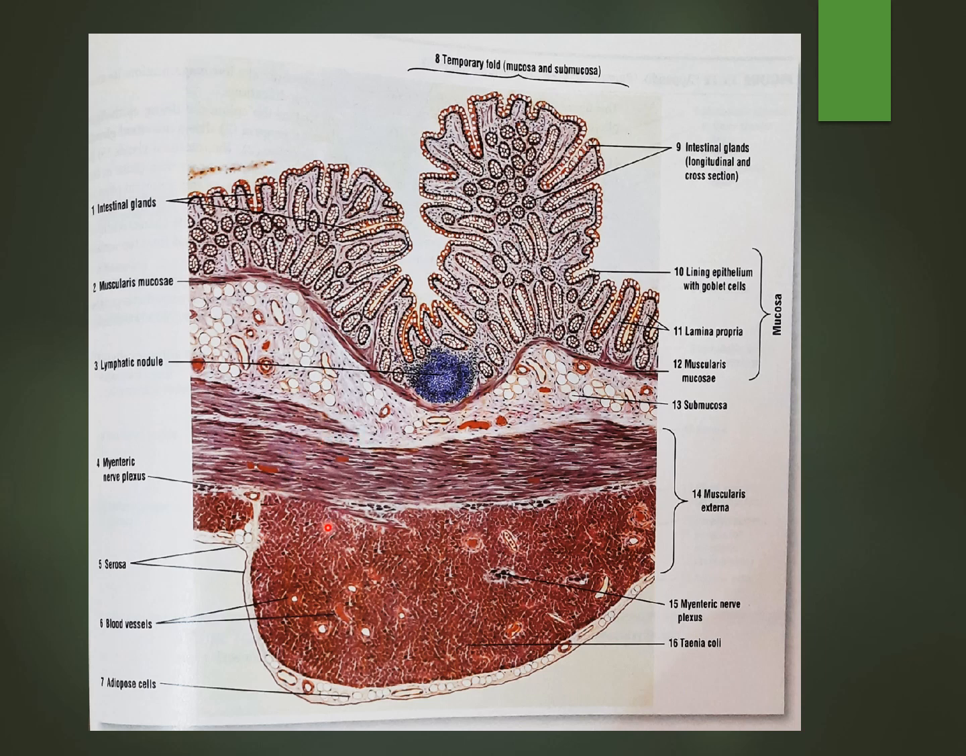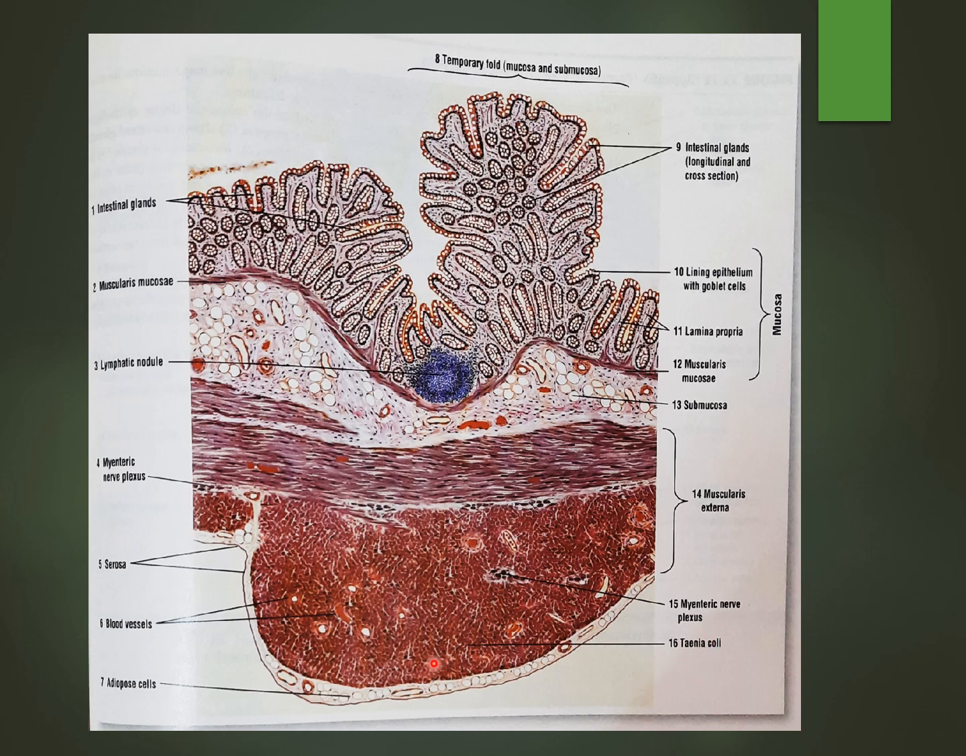Muscularis externa consists of inner circularly arranged smooth muscle fibers and outer longitudinal muscle fibers. So inner circularly arranged smooth muscle fibers and outer longitudinally arranged smooth muscle fibers will be there. The outer longitudinal muscle fibers form three thick band-like structures which are called taenia coli. This you could make out in the small intestine slide and large intestine slide.